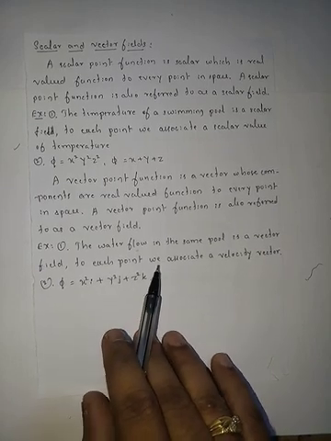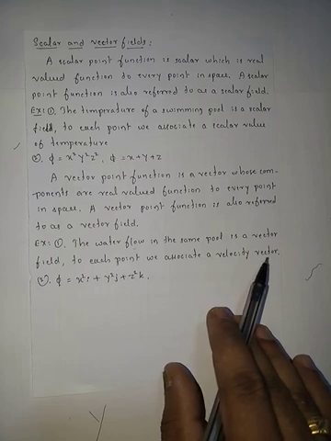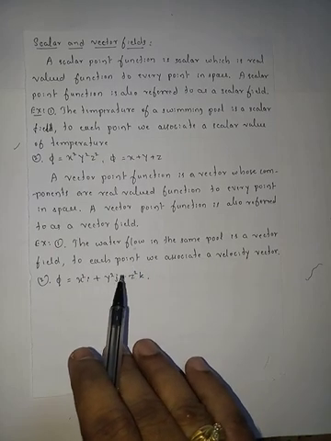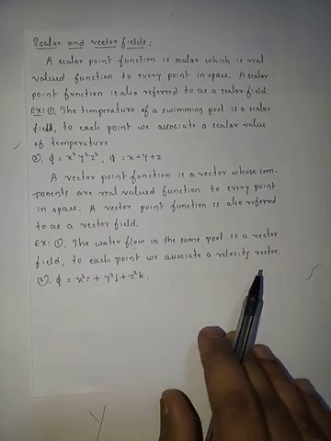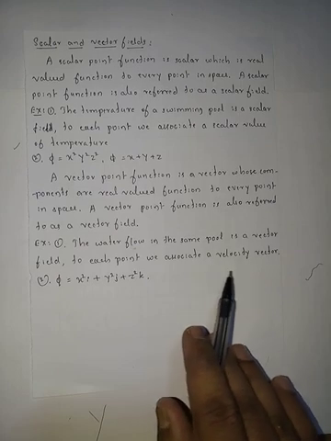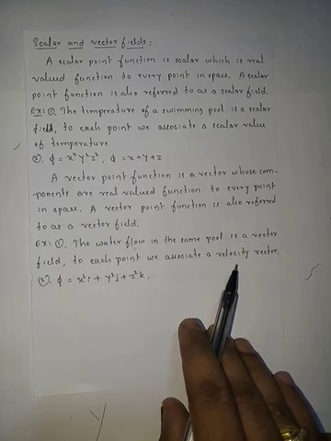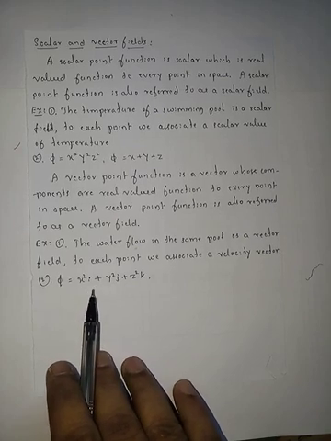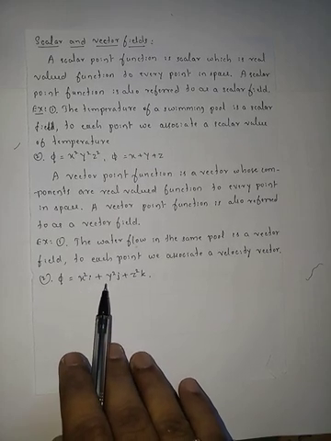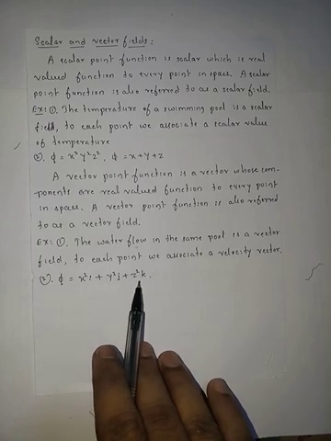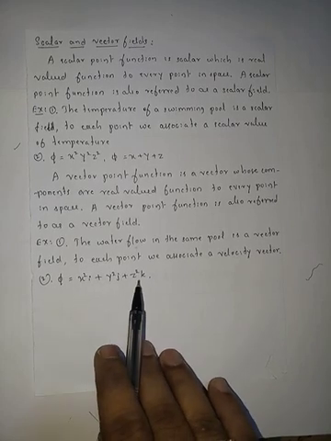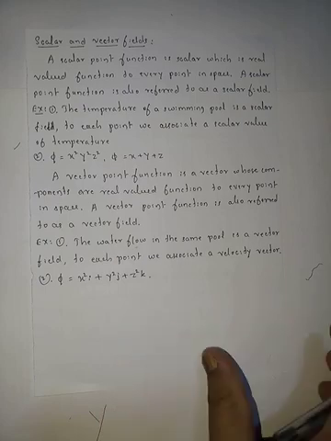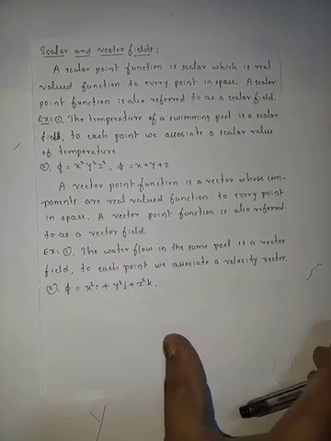To each point we associate a velocity vector. So when there is a flow of water, we can calculate the velocity, which gives both the direction and magnitude. And this is the way we write the vector function, that is x square i plus y square j plus z square k. So this is the vector function. Okay, so these are the definitions of scalar and vector fields.